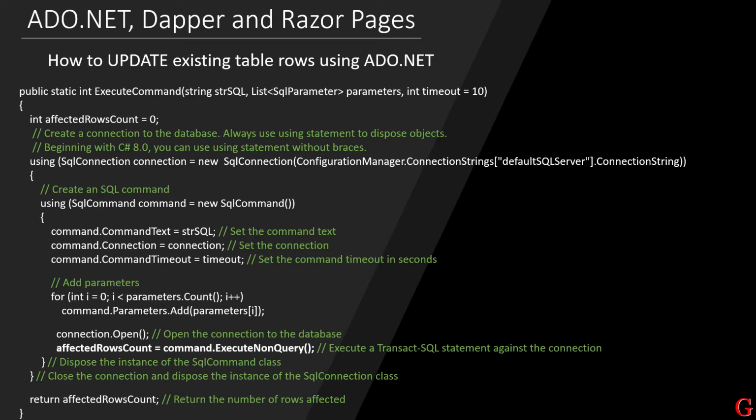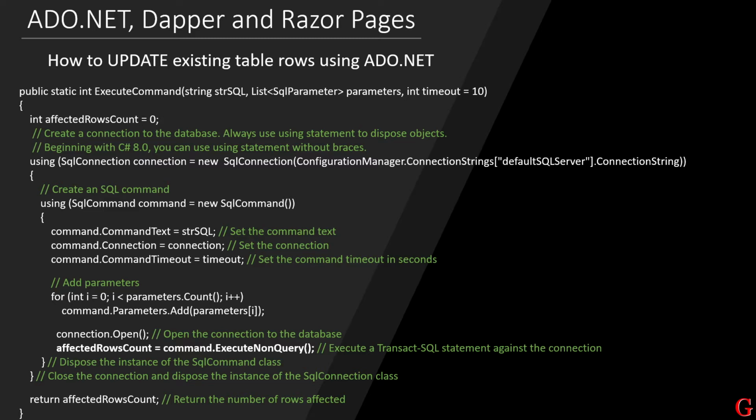Execute command method instead represents a connection to the database, creates an instance of an SQL command class, sets command text and the connection. The default connection timeout in this example is 10 seconds. The connection timeout should never be too long.